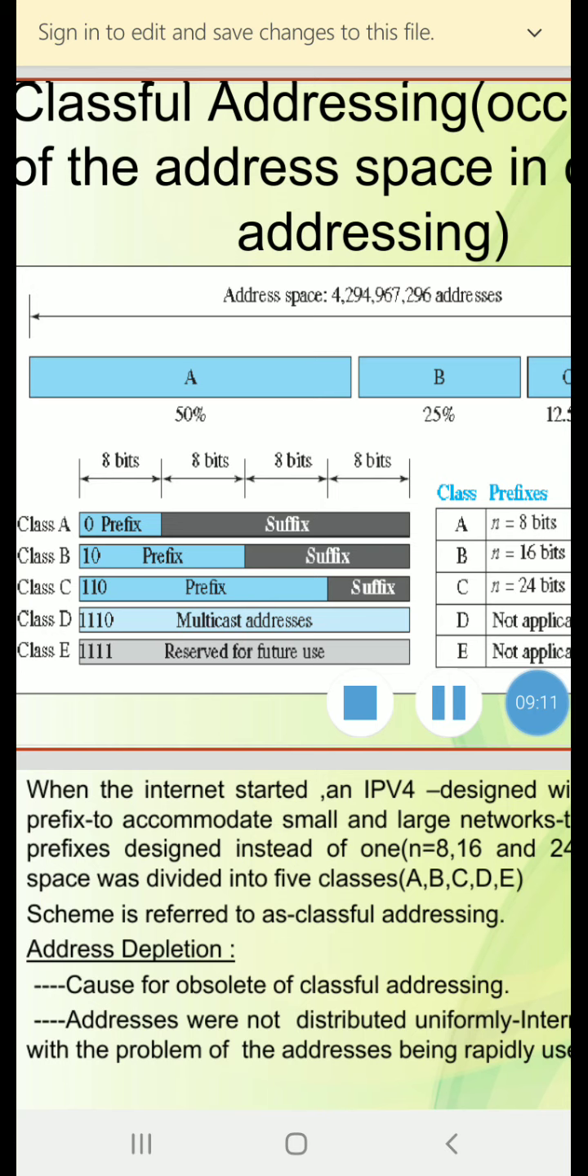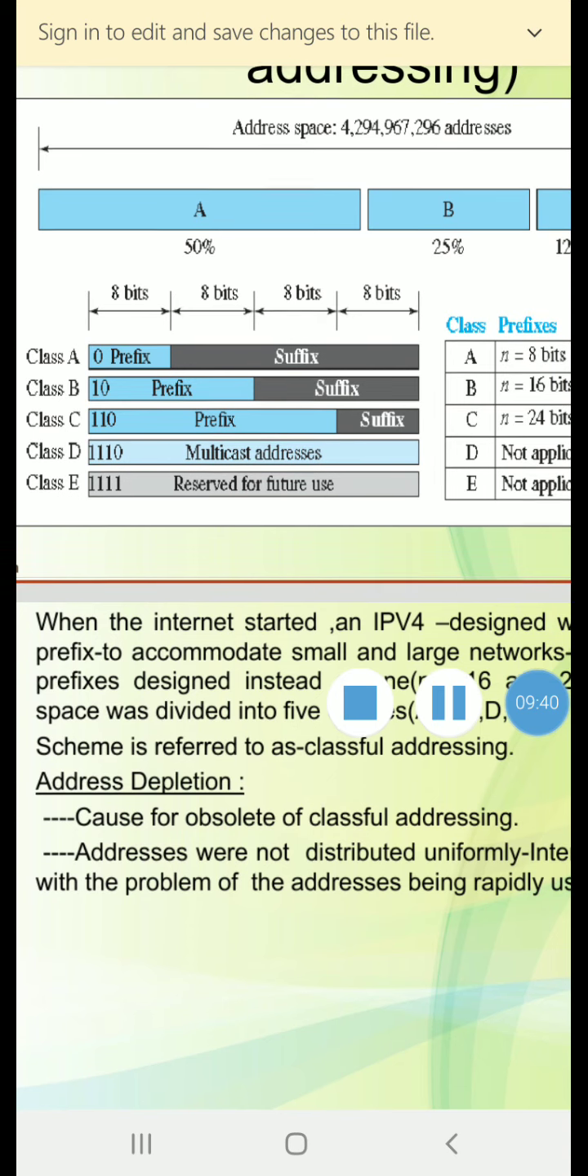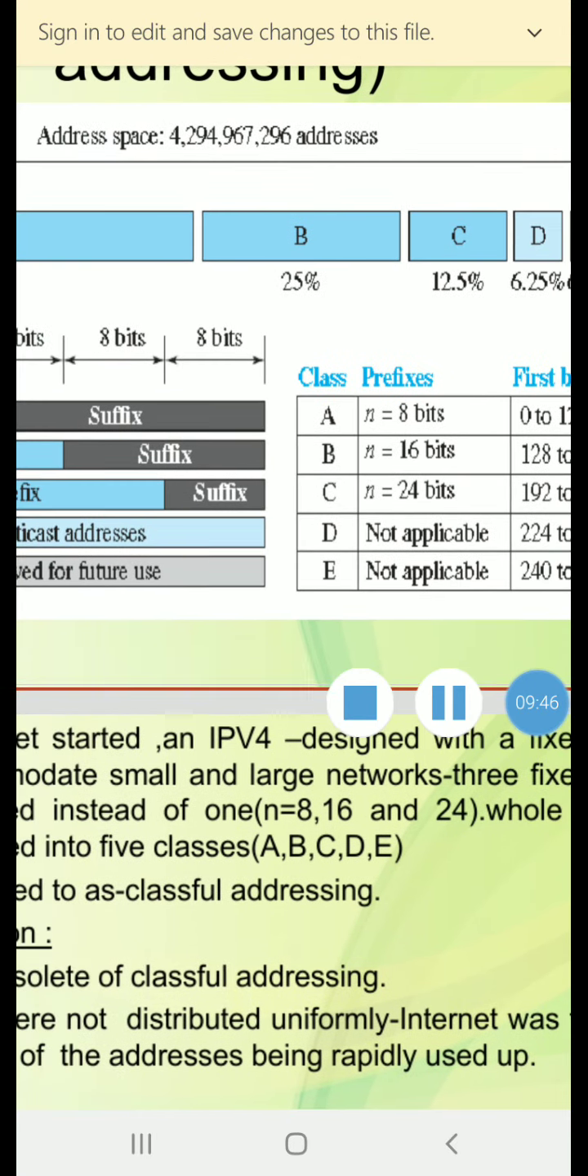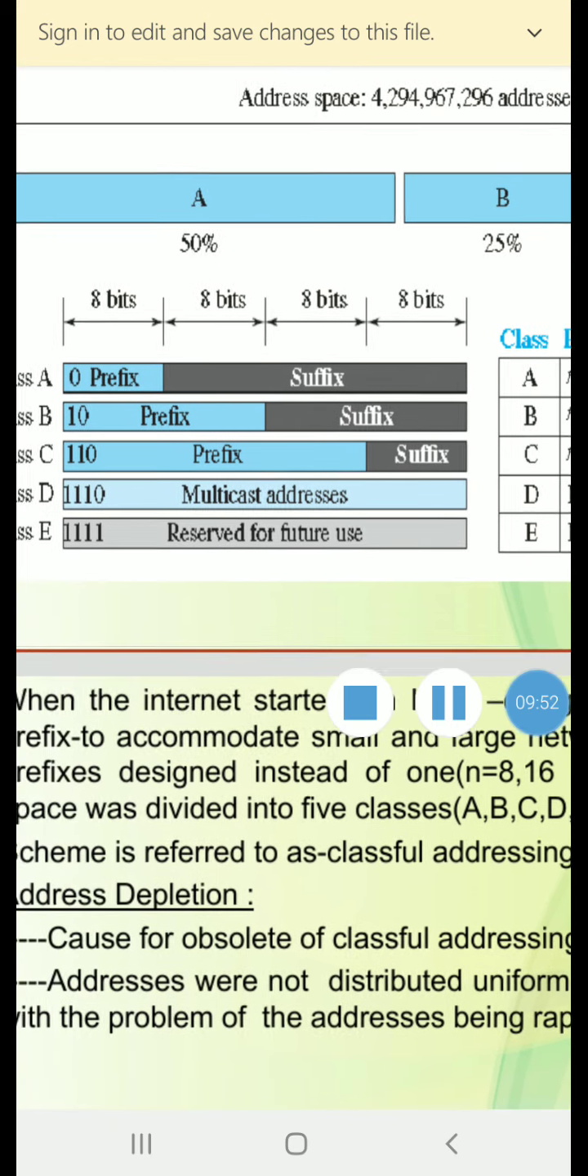In class B, the network length is 16 bits. Since the first 2 bits, which are 1, 0, define the class, we can have only 14 bits as network identifier. Shown here, the network length is 16 bits, but the first 2 bits, 1 and 0, define the class. So there are only 2 raised to 14 equal to 16,384 networks in the world that can have a class B address.